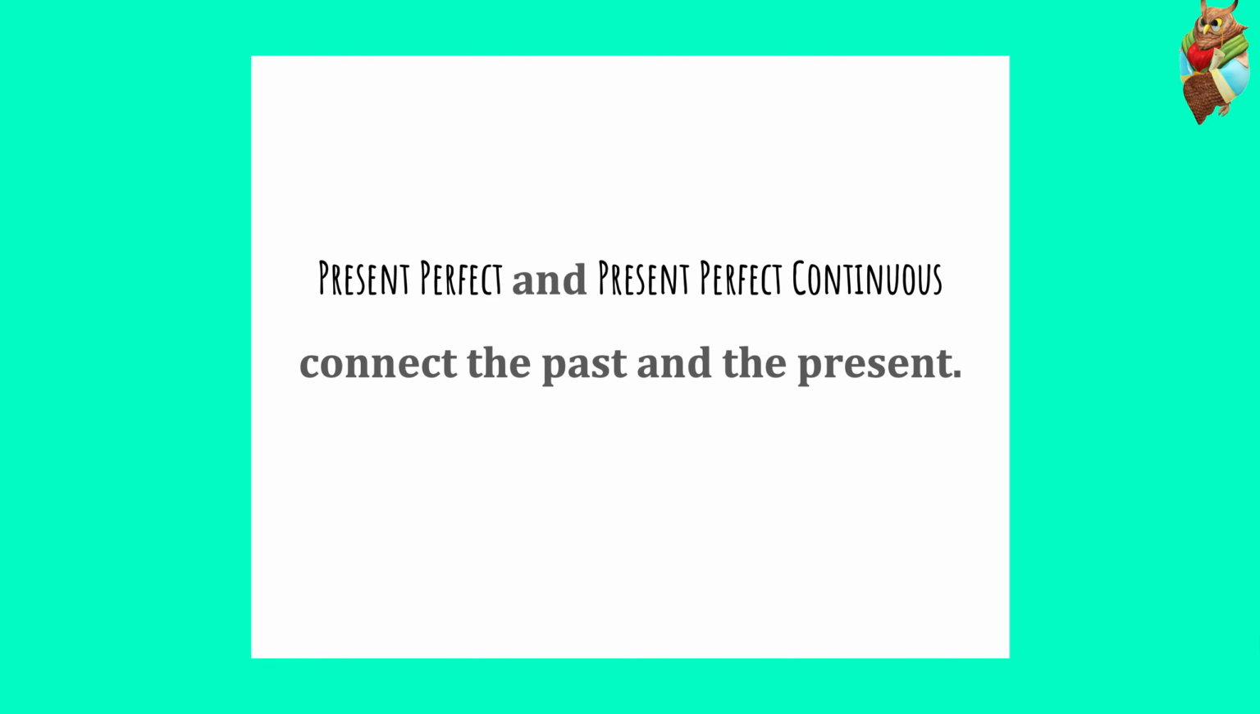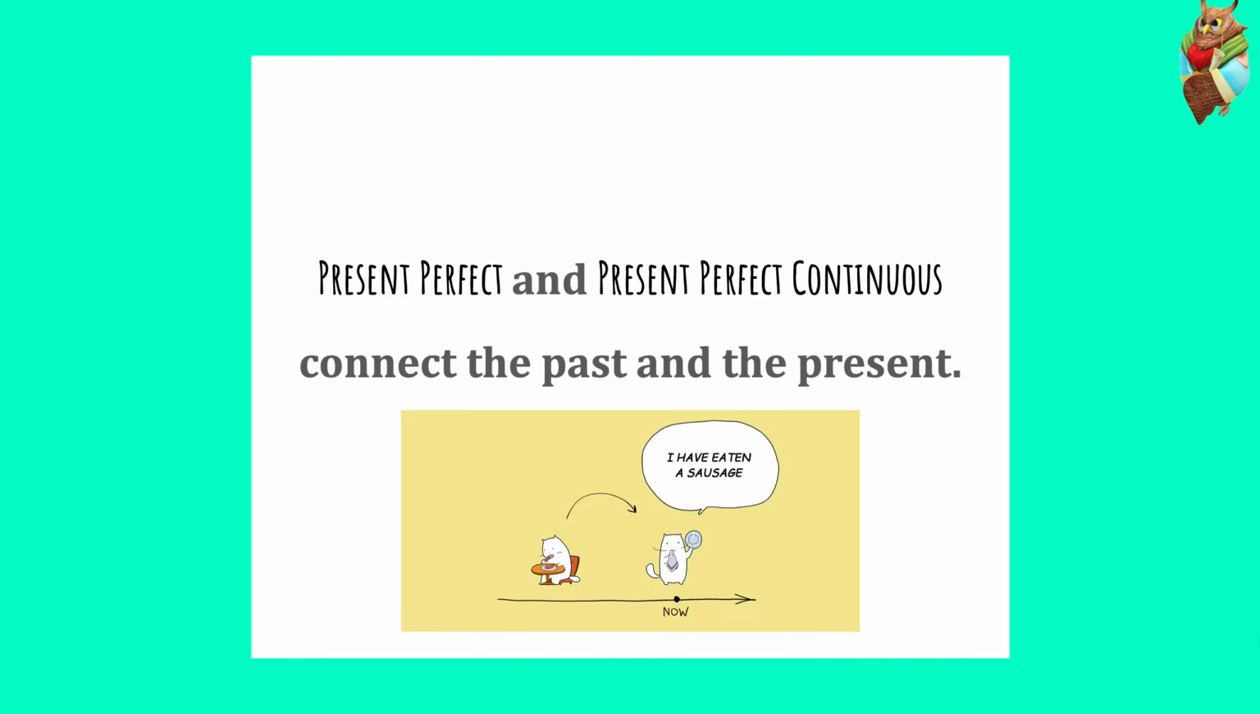So in general, what is present perfect and what is present perfect continuous? These tenses connect the past and the present. It's always about past and present at the same time. We have a cute picture here, yeah? There is a cat, he's doing something, and that is past. He has done something in the past, and in the present we have a result. The plate is empty. I have eaten a sausage. Again, we have a connection between past and the present.